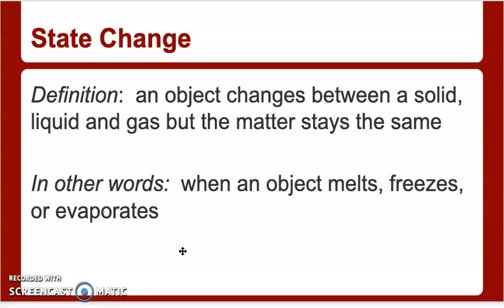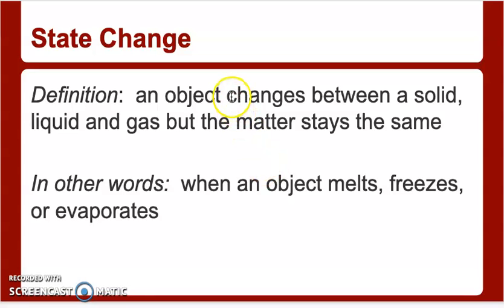All right, we need to now circle and underline some things just in our definition this time. We're going to leave the in other words alone for a minute. So we need to know in our definition what exactly a state change is, and then also the ideas that let us know it's a physical change. So first off, when we have an object changing between a solid, liquid, and gas, that's how we know it's a state change, because our states are solid, liquid, and gas.